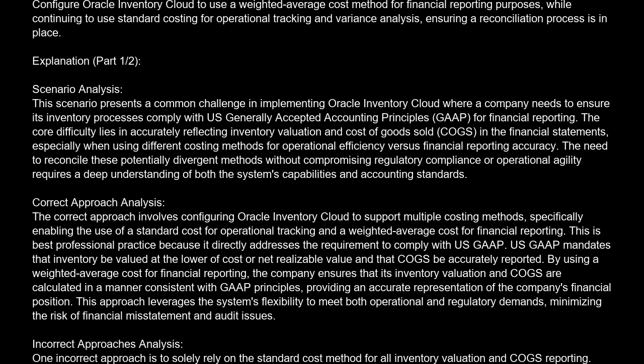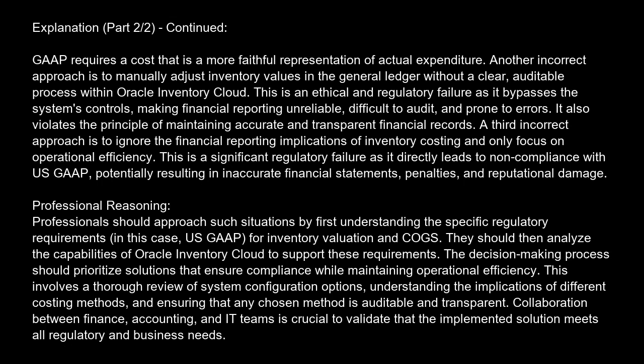Incorrect approach analysis. One incorrect approach is to solely rely on the standard cost method for all inventory valuation and COGS reporting. This is a regulatory failure because standard costs, while useful for budgeting and variance analysis, may not accurately reflect the actual cost of inventory under GAAP, especially if there are significant material price or usage variances. GAAP requires a cost that is a more faithful representation of actual expenditure.